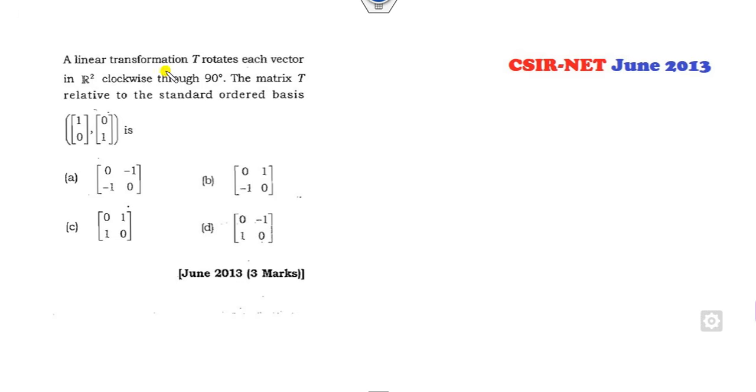Okay, look at this one. A linear transformation T rotates each vector of R square through 90 degrees, then the matrix relative to this one. Very simple. You can write it graphically. Where is the 1, 0? This is 1, 0. This is 0, 1. Now you can rotate through 90 degrees.